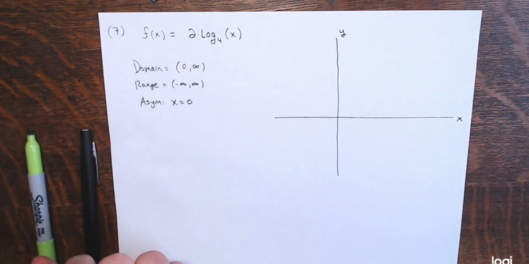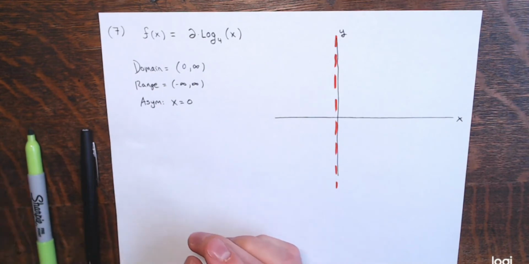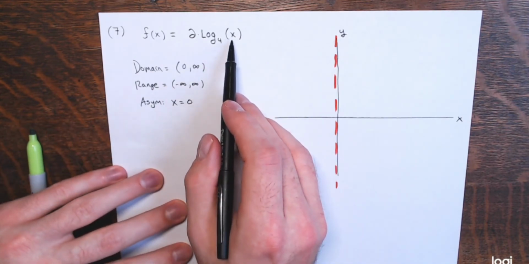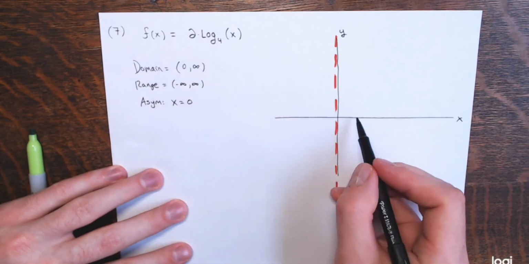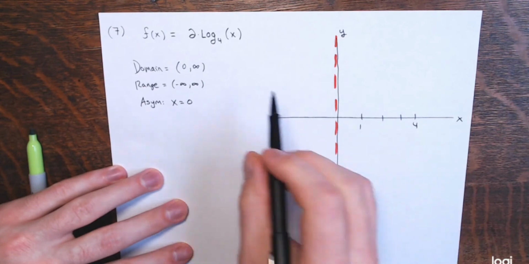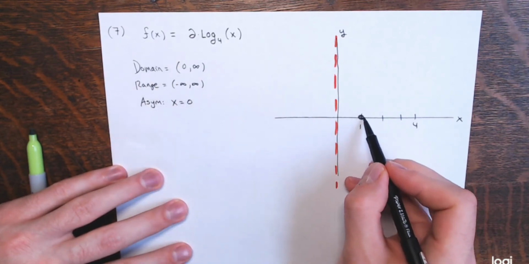So again, the y-axis is an asymptote here. And this time I'm plugging in powers of 4 for x. So log base 4 of 1, I'll plug in 1 and 4. Now if I plug in 1, this is going to be 0 times 2, which is still 0.